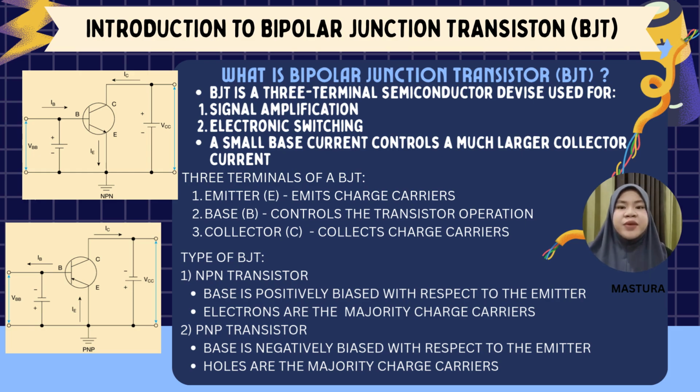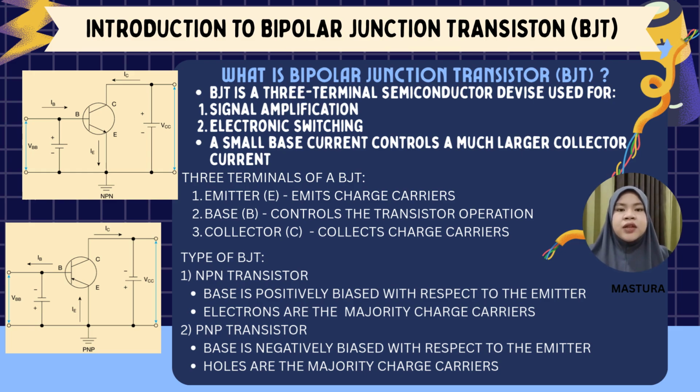So first, I will begin our presentation by introducing the bipolar junction transistor, or known as BJT. A BJT is a three-terminal semiconductor device that is widely used in analog electronic circuits. Its two main functions are signal amplification and electronic switching. One important feature of a BJT is that a small base current can control a much larger collector current.